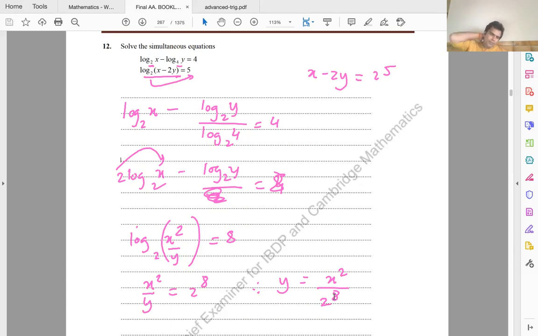Either you can replace y with x squared upon 2 to the power 8 and put it here, or you can make x the subject and put the y value here. I would recommend that you make y the subject. You already have it here. Put it in here. So you get x minus 2 upon 2 times x squared upon 2 to the power 8 equals 2 to the power 5, which is 32. If you simplify this, this becomes 2 to the power 7. And so you can solve this like a quadratic. So this is x here. If you solve this, you'll get a proper value for x and a proper value for y.